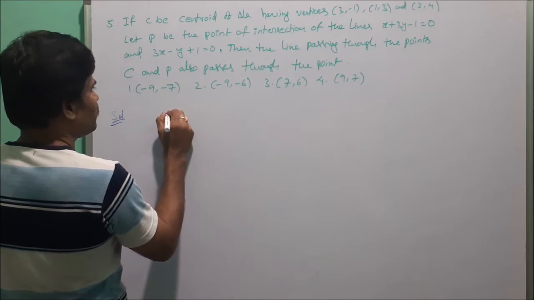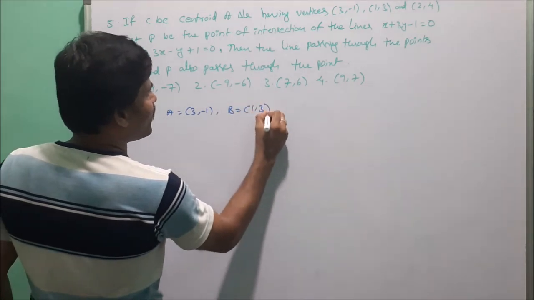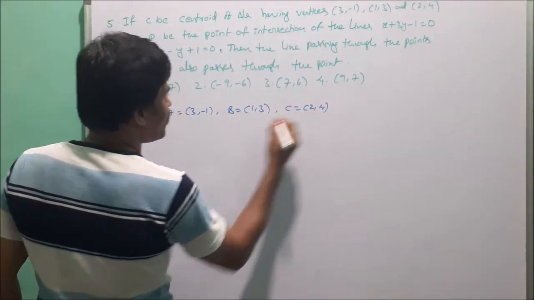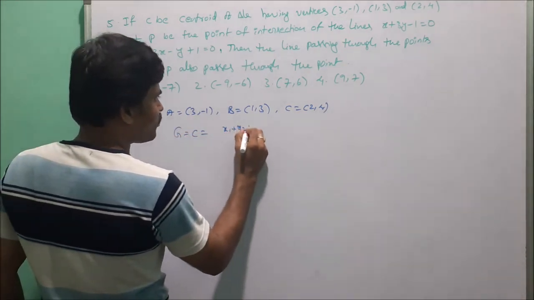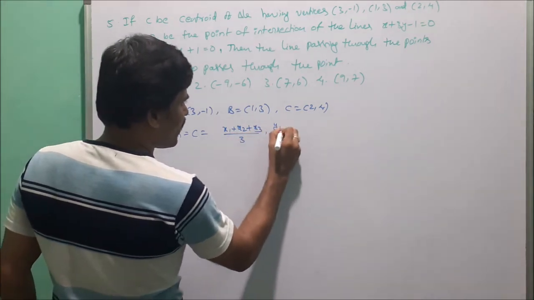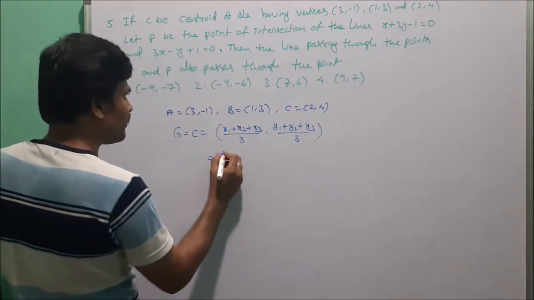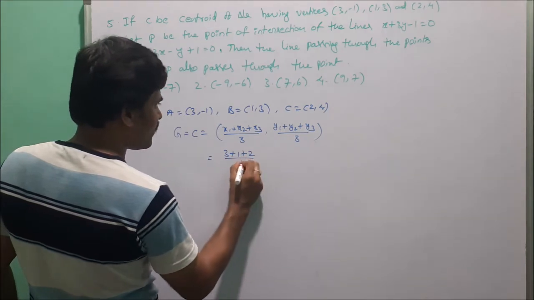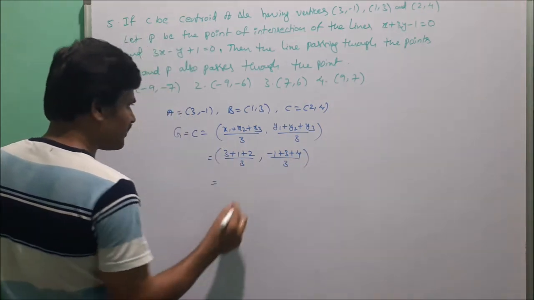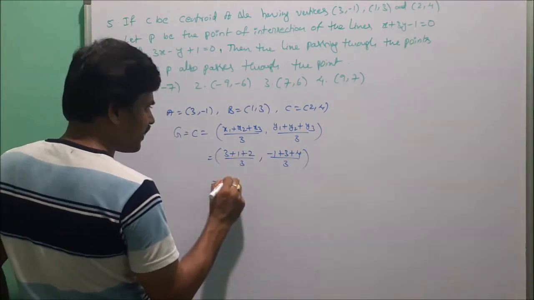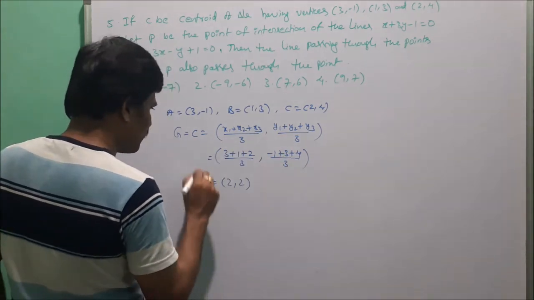The points are A (3, minus 1), B (1, 3) and C (2, 4). Using the centroid formula, G equals (x1 plus x2 plus x3) by 3, (y1 plus y2 plus y3) by 3. Substituting the points: (3 plus 1 plus 2) by 3, (minus 1 plus 3 plus 4) by 3. Simplifying, 3 plus 1 is 4, plus 2 is 6, 6 by 3 is 2. 3 plus 4 is 7, minus 1 is 6, 6 by 3 is also 2. Now the centroid is (2, 2).